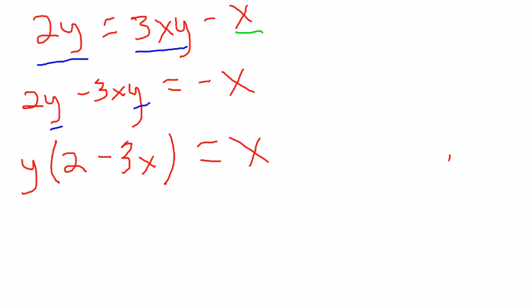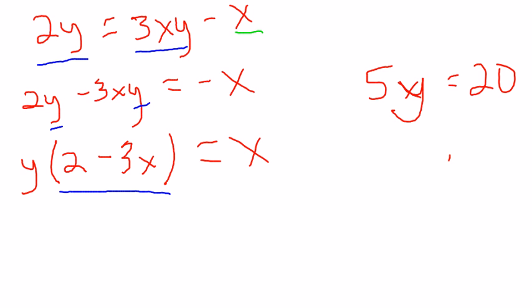Now, I'm almost done. Remember, I'm solving for the y. So, in order to finish this problem, I need to divide by this guy right here. The reason why I divide by that is it's just like an expression. Say we had 5y equals 20, and I wanted to solve for y. I would divide by 5 on both sides, and I would get y equals 4. If you look over here, this blue underlined piece is like the 5. So when I'm solving for the y, I divide by it.